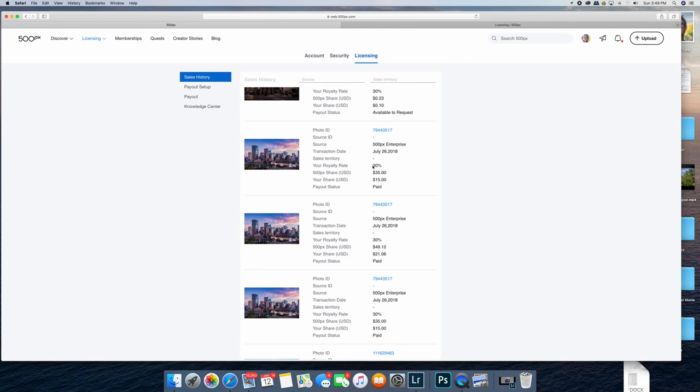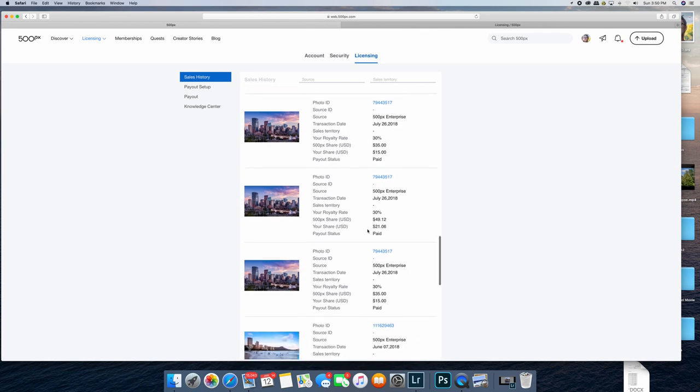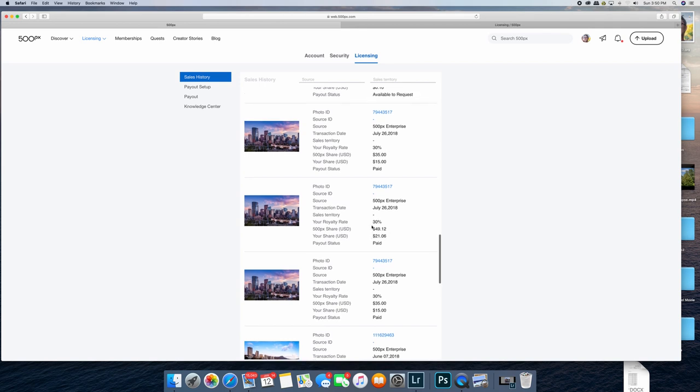So here you have the royalty rate is 30%. 500px's share was 35, mine was 15. Same here, 30%, they took $50 basically, I took $21 basically. Third, the same image sold again, $35 was their share, 15 was mine. So it was a significant chunk of change.